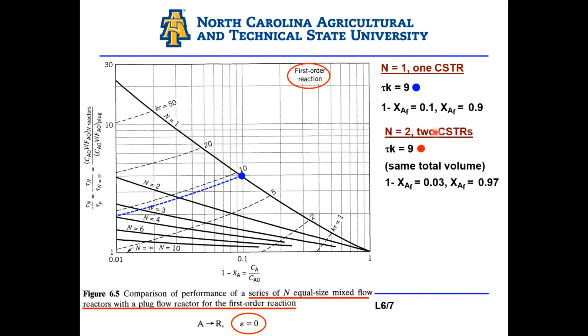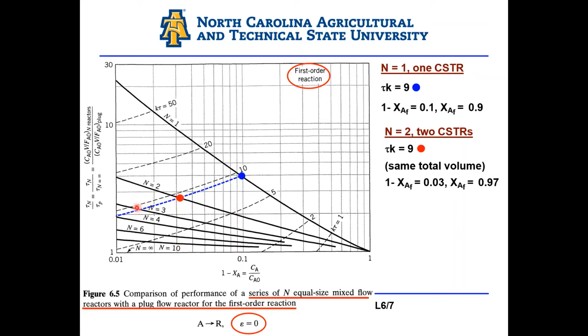Or let's look at it the other way. In the case of one CSTR, I can get a conversion of 90% for a volume of 9. In the case of 2 CSTRs, if I just put 2 CSTRs in series, the overall volume of both CSTRs will still be 9. So I'm not requiring a larger volume of reactor. I just need 2 smaller reactors with an overall volume of 9. And in this case, I can achieve a conversion of 0.97.